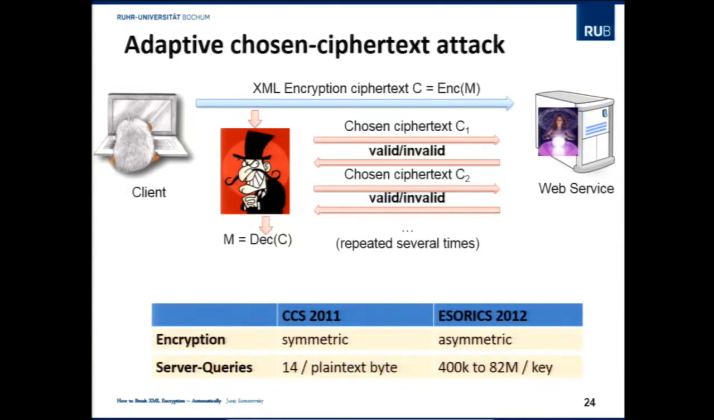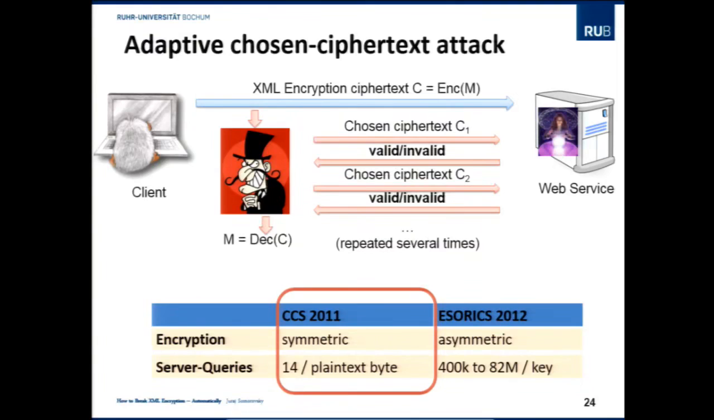As already mentioned, we presented attacks on symmetric encryption schemes in 2011, where with 14 server queries we could extract a plaintext byte, and with about 400,000 server queries we could extract the symmetric keys from the server. Okay, and in the next slides, I would like to present the attacks on symmetric encryption schemes.